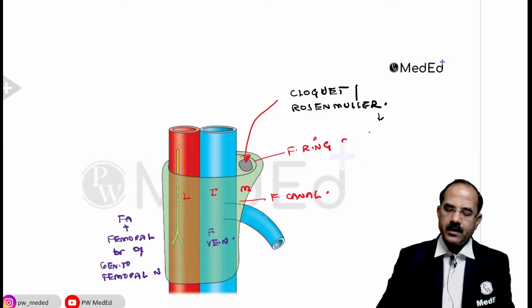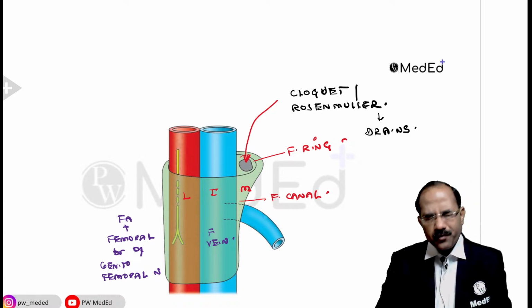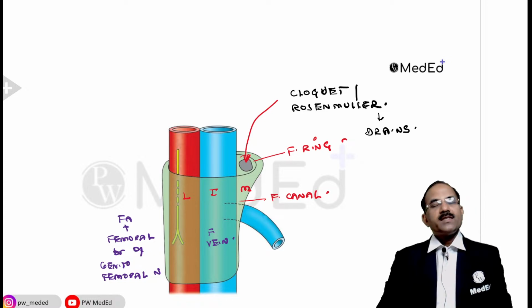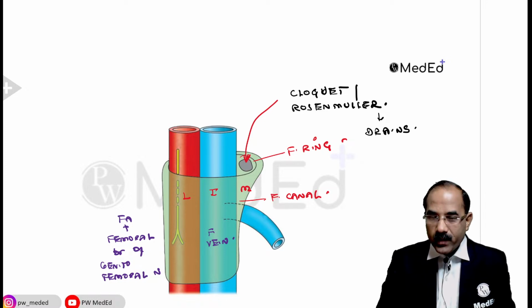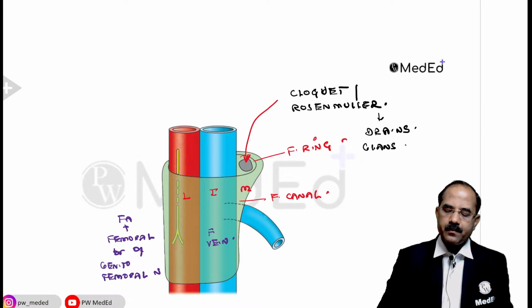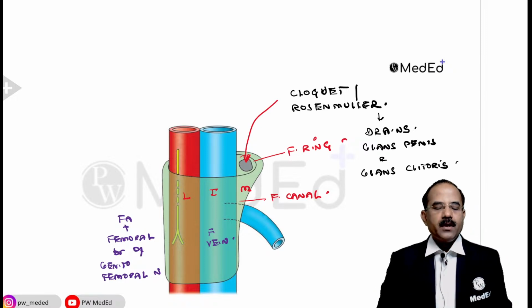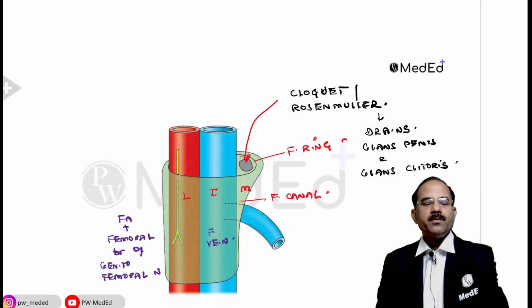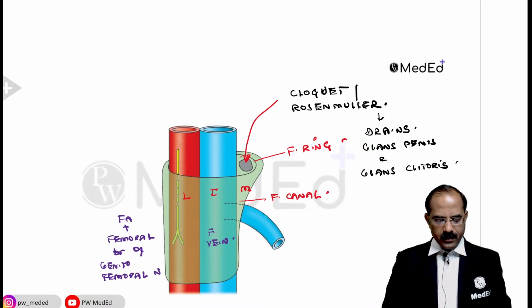And what does this drain? याद रखना, this is a very, very important MCQ. What does the lymph node of Cloquet or Rosenmuller drain? It drains the glans penis and glans clitoris. ये याद रखना, हाँ. Lymph node of Cloquet or Rosenmuller, and what does it drain? It drains the glans penis and the glans clitoris.